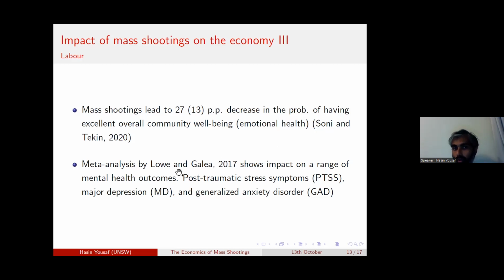Similarly, Lowy and Galea in 2017, this is a meta-analysis. So they look at all the evidence that's published in public health and look at what the impact of mass shootings on mental health is. And they find that mass shootings impact a lot of different mental health outcomes, not only on the people who are directly affected, but also on victims, also on people living in that society. So different mental health outcomes are affected, such as PTSS, MD, and GAD.